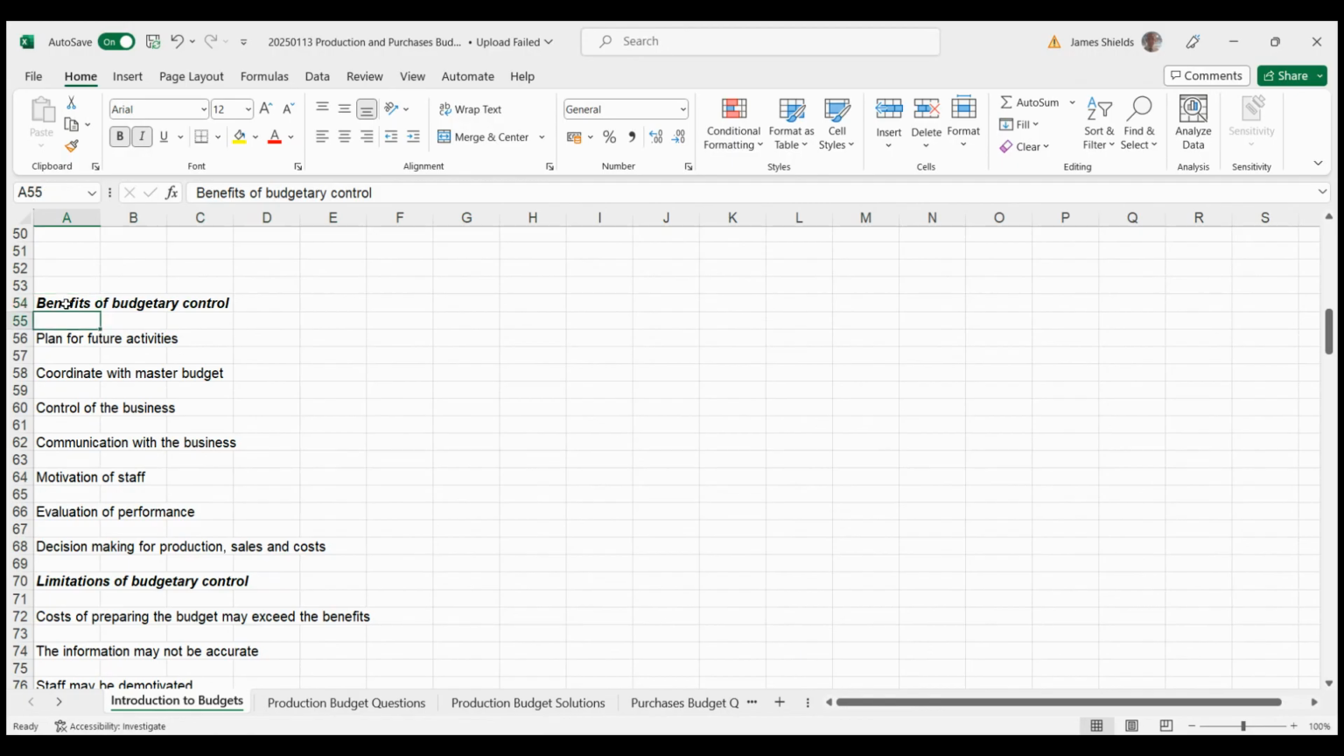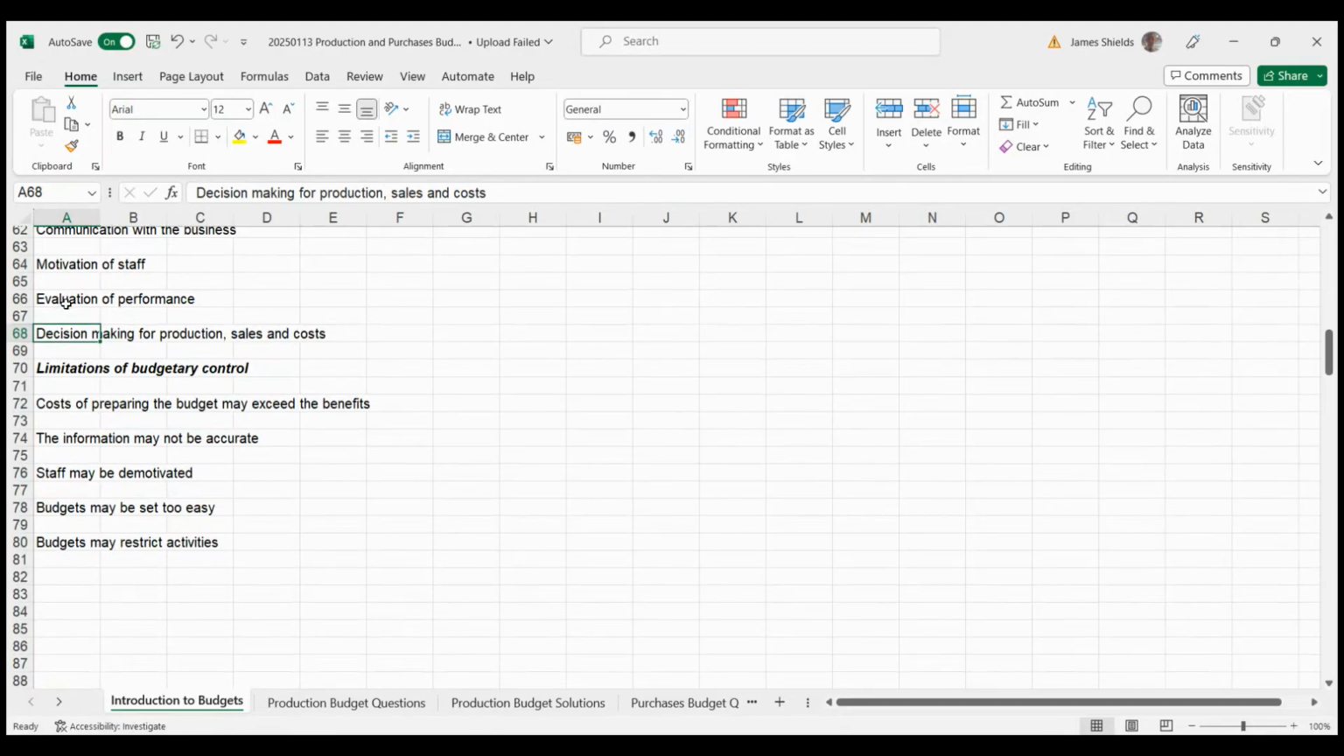Benefits of budgetary control. Plan for future activities, coordinate with master budget, control of the business, communication with the business, motivation of staff, evaluation of performance, decision making for production, sales, and costs.